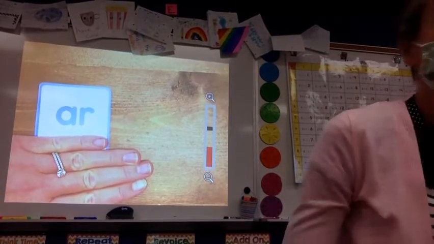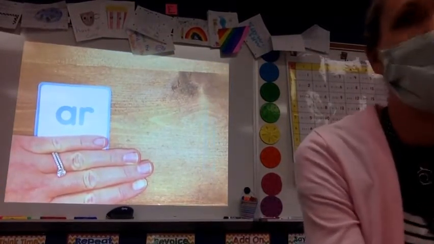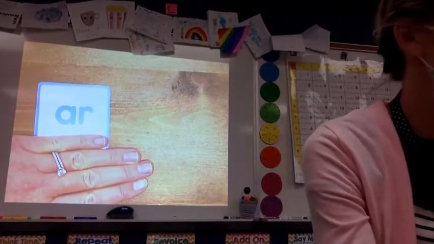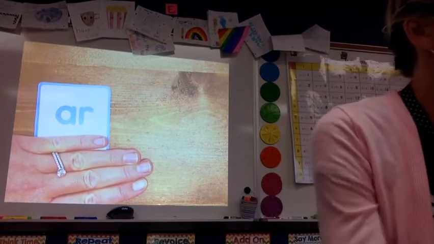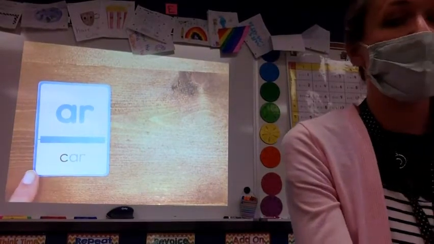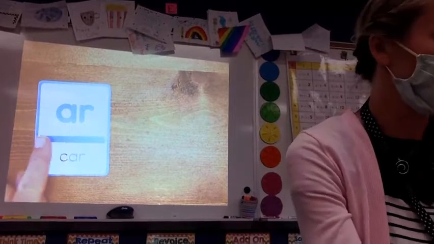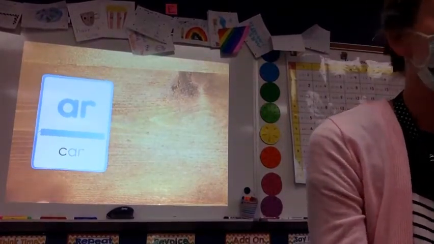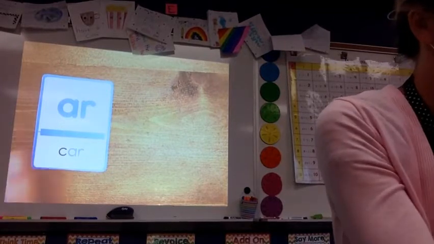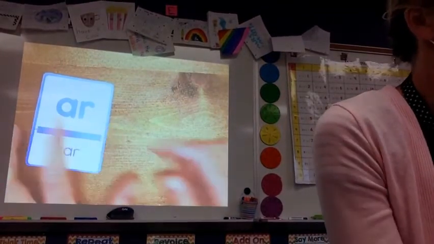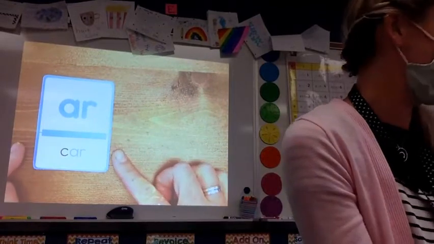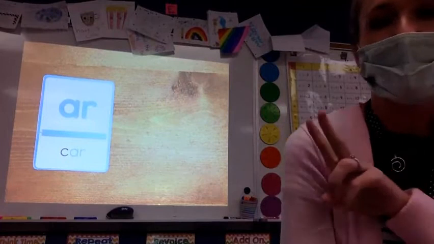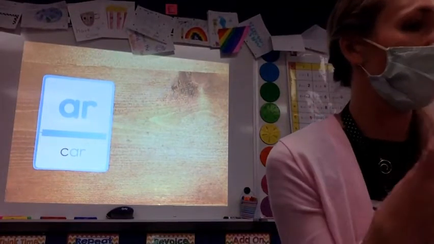If you saw this in a word, what would you say, Joey? R. Would you guys agree that if you saw this in a word, you'd say R? Good. Today, we are going to be looking at our spelling card with AR, like in the word car, where AR says R. If we look at this power bar here, it's pretty strong, isn't it?